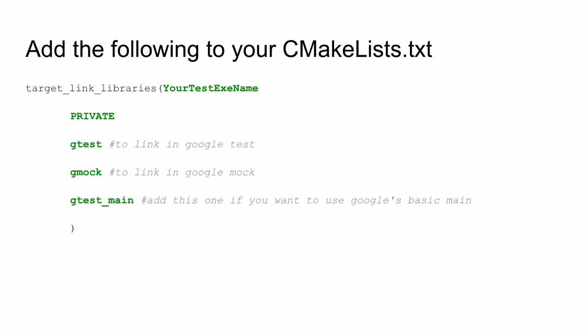And then we target in our link library. So whatever your test exe name is, private. If you want to use the stuff from gtest, you put gtest here. If you want the stuff from gmock, you put gmock here. If you want Google's main, you do gtest_main. If you don't want any of these things, don't put them here, right? They're all kind of optional. If you don't want to use gmock, don't put gmock. If you want to use your own main for testing, don't include gtest_main because then there'll be two mains.